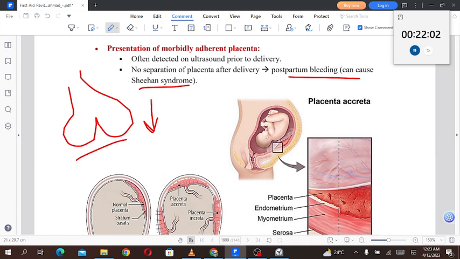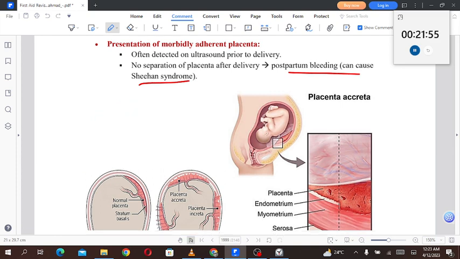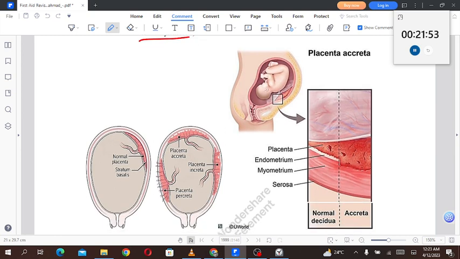So let's continue. Sheehan syndrome is basically a disorder of pituitary hypofunctionality. So postpartum bleeding can cause Sheehan syndrome. Now here you can see the placenta accreta. Accreta means that the placenta is just adherent to the myometrium. Here this is the placenta, and here we have the endometrium, the pale, whitish layer, and inside that we have the myometrium, the muscular layer, and outside that we have the serosa. So the placenta has just come close, or just attached to the myometrium. It has not entered the myometrium.